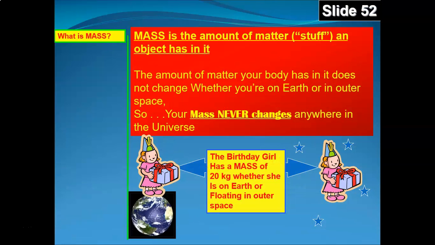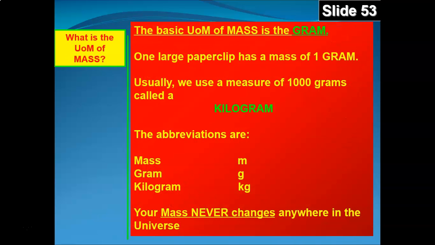So what is mass? Mass is the amount of matter, just stuff that an object has in it. The amount of matter your body has in it does not change whether you're on Earth or in outer space. So your mass never changes anywhere in the universe. So the birthday girl has a mass of 20 kilograms, whether she is on Earth or floating in outer space. In other words, the number of atoms, molecules, all the substance in her body doesn't change whether she's on Earth or in outer space, and therefore she has the same amount of mass.